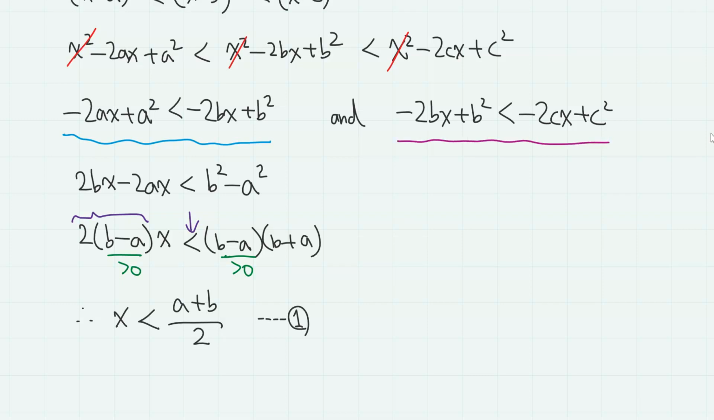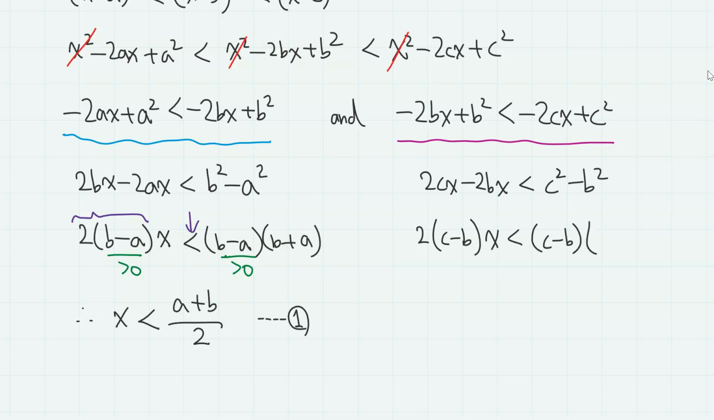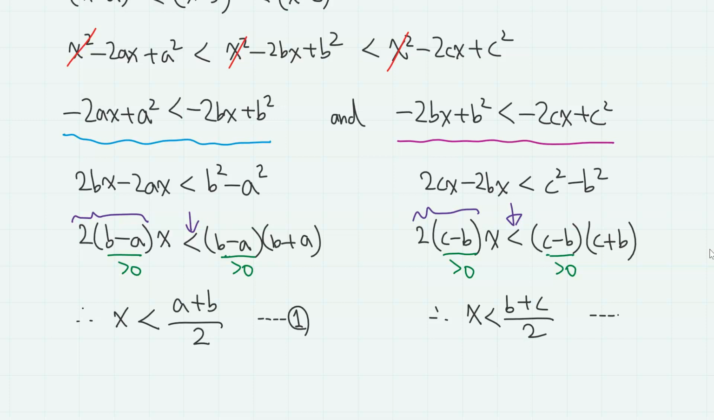Next, from here, we have 2cx minus 2bx is less than c squared minus b squared. 2(c minus b)x is less than (c minus b)(c plus b). And since c minus b is positive, we can divide both sides by 2(c minus b) without changing the direction of the inequality sign. So we have x is less than (b plus c) over 2.